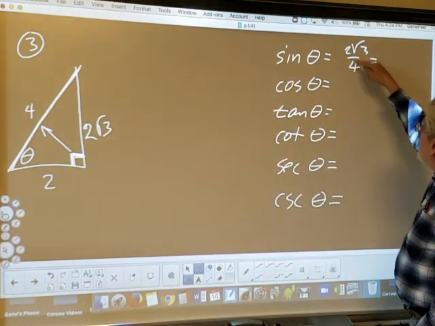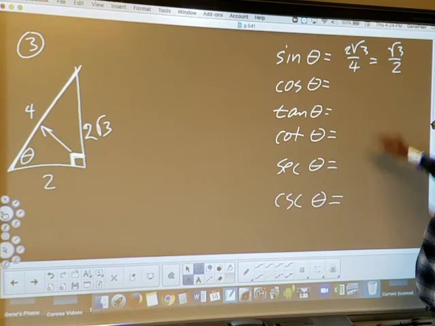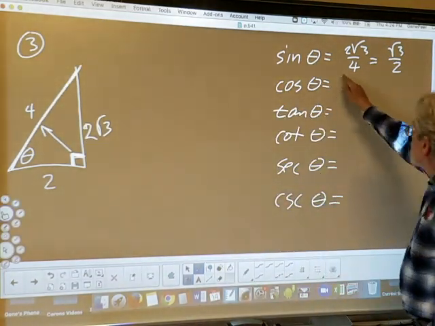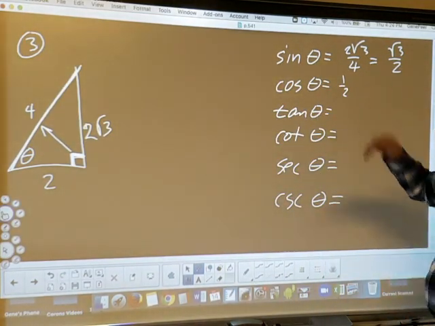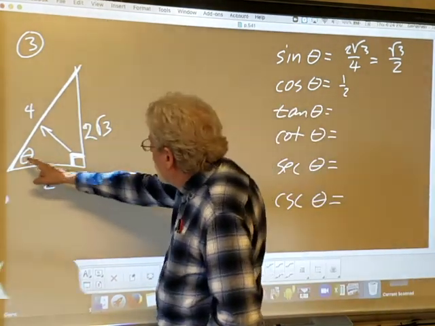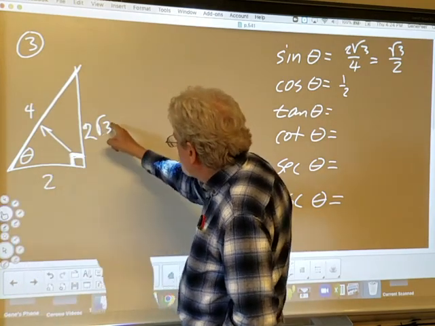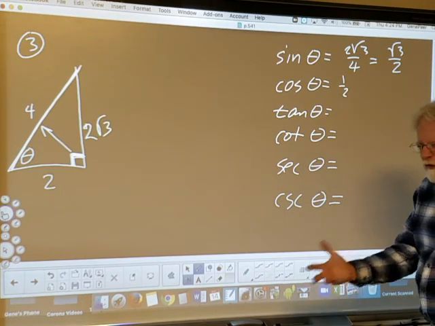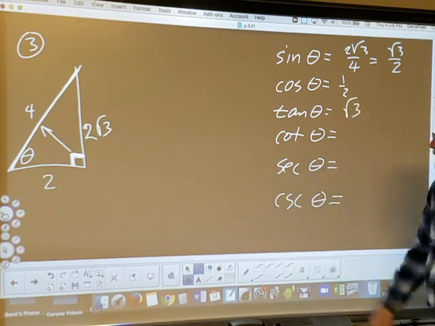So we have 1/2 square root of 3 over 2. Cosine being adjacent over hypotenuse, 2 over 4, 1/2. Tangent of theta, tangent being opposite over adjacent, that's 2 square root of 3 over 2. But 2 square root of 3 over 2, hey, do the 2's cancel? Of course they do. Square root of 3.